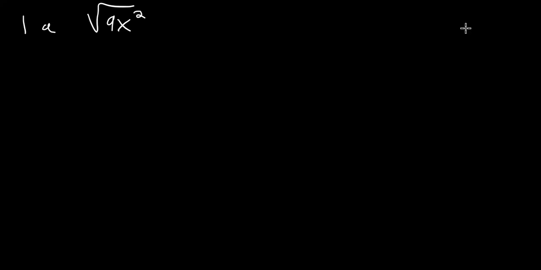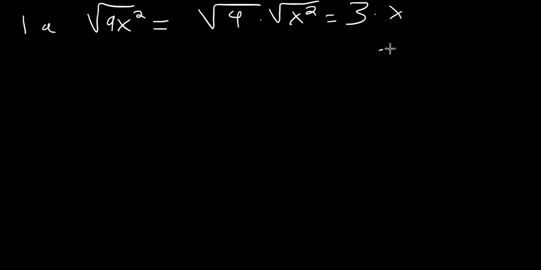For problem 1a, we have the square root of 9x squared. Using our product property, this could be the square root of 9 times the square root of x squared, and the square root of 9 is 3, and the square root of x squared is x, so our final answer is 3x.